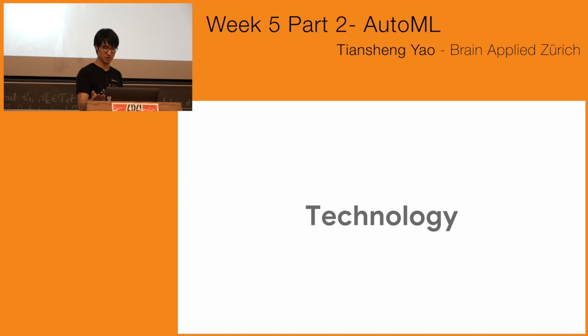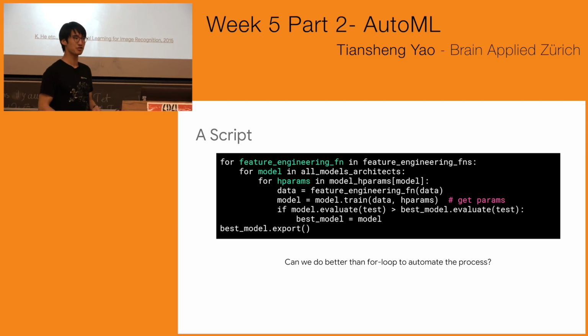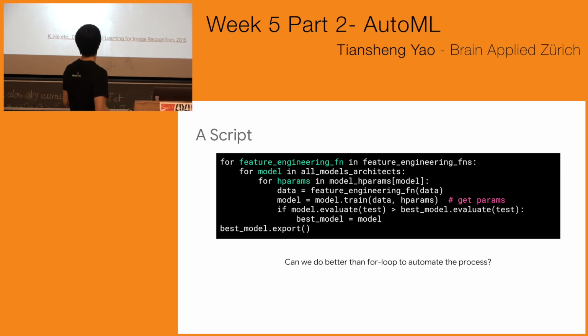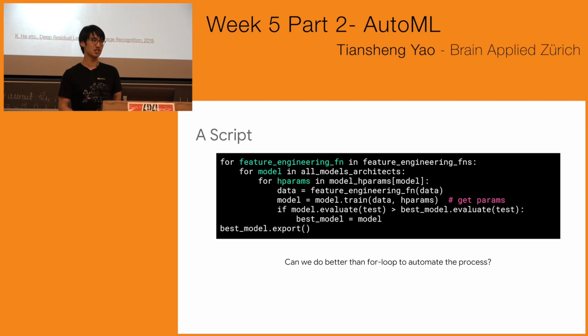Okay, so we are going to talk about technology. And let's start with the simplest AutoML technology, which is a script. If you read the script, it's fairly simple, consisting of 3 for loops. My first for loop is where I choose a feature engineering function, among all the feature engineering functions available. And the second for loop, for all the model architectures, I choose a model. And then the third for loop, choosing different hyperparameters. So this is really straightforward, right?